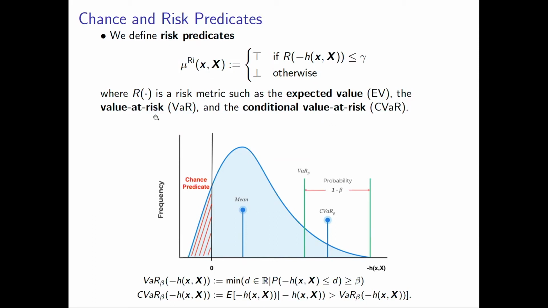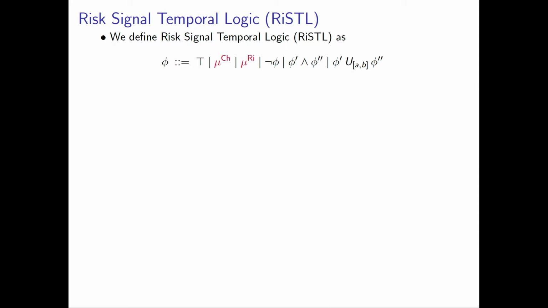Let's now focus on the value at risk and the conditional value at risk. The value at risk at level beta is defined such that the probability of a loss greater than the value at risk at level beta is at most 1 minus beta, so this line over here. The conditional value at risk at level beta, on the other hand, is more risk averse and a coherent risk metric. In particular, it is the expected value given the values of minus h that are greater than the value at risk. So basically an expected value over this region. Okay, so based on these chance and risk predicates, we can now define risk signal temporal logic.